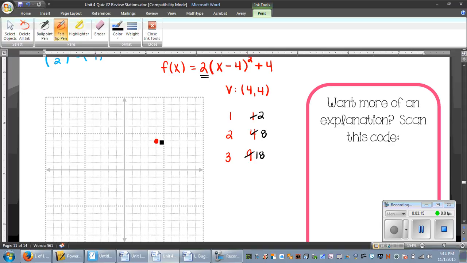So I go to the vertex and I go out 1 and up 2 on both sides. I go back to the vertex and I go out 2 and up 8. And that actually puts me off of the graph. So I'm going to go ahead and connect these 3 points as best as I can. And there's my parabola.